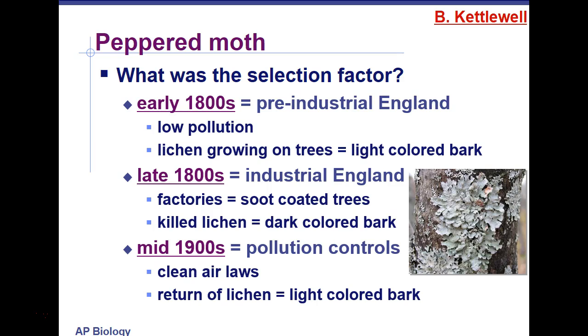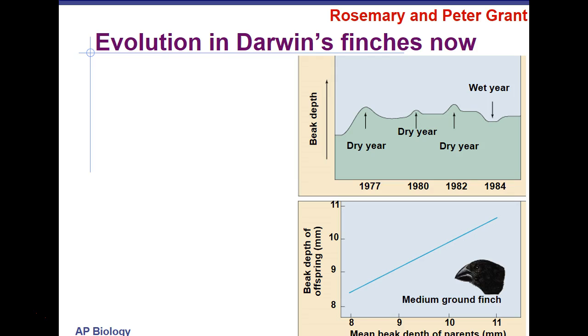By the end of the 20th century, the trees are back to being lighter colored. Now it's advantageous again to be a light-colored moth. They are the ones more likely to survive predators because they can hide better. They're the ones who get to reproduce. We call this particular example of natural selection in action industrial melanism, change in coloration brought on by human industry.